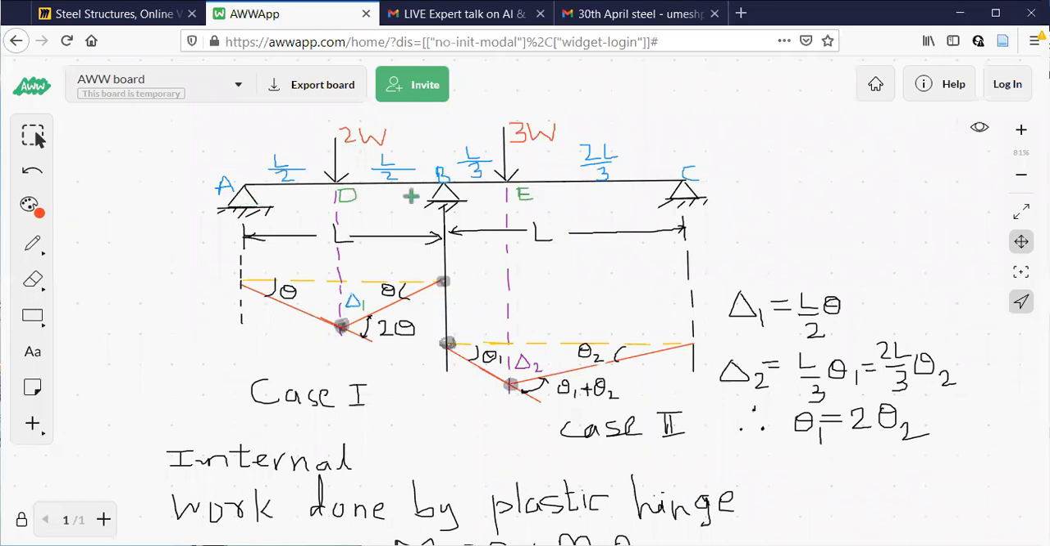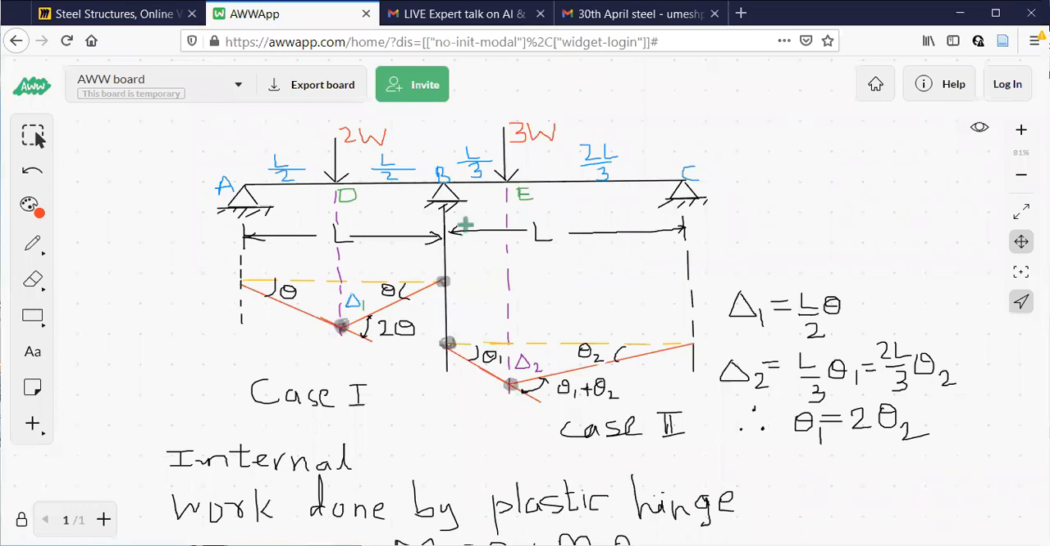So let us try to understand the problem first, what it is. It is a two span continuous beam. AB and BC are the two spans. All are hinged supports. On span AB, a point load at the center is acting, which is 2W, and L by 2 and L by 2 because it is at the center.